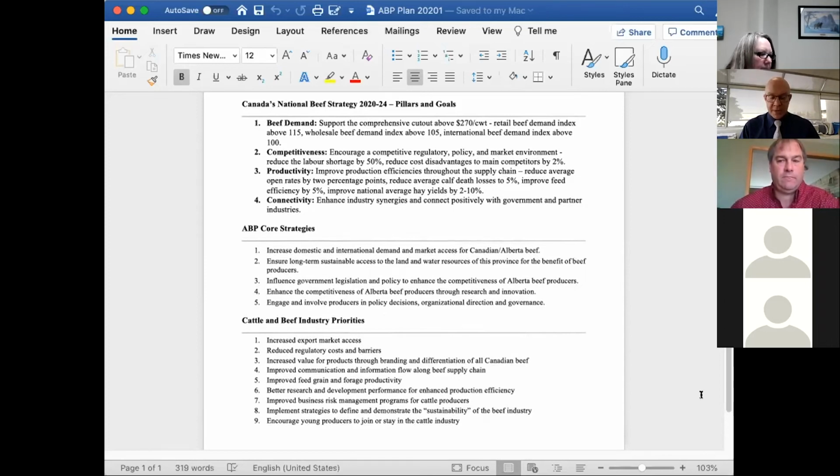ABP, as well as other commodities, were invited to review and provide comment on a margin-based insurance program, which the Minister's office is developing in hopes of replacing the current BRM suite. We met with Minister Dreeshen on TFW, or temporary foreign workers, and how that program will be moving forward. Meeting again with Minister Dreeshen to review the agricultural budget for this upcoming year.